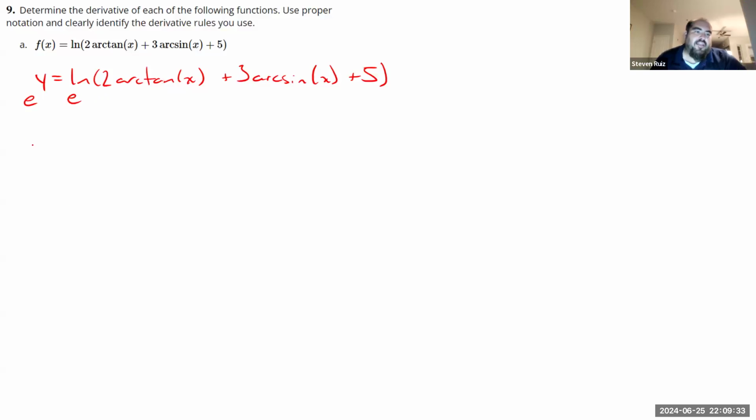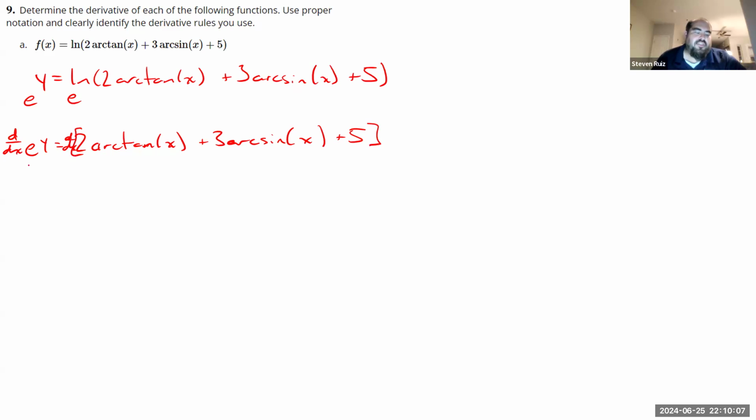So what's that going to do for me? That's going to give me e to the y equals 2 arctangent x plus 3 arcsine of x plus 5. Do I want to go any further with this? I think I'm not going to. So what I'm going to do now is differentiate both sides of this function with respect to x.